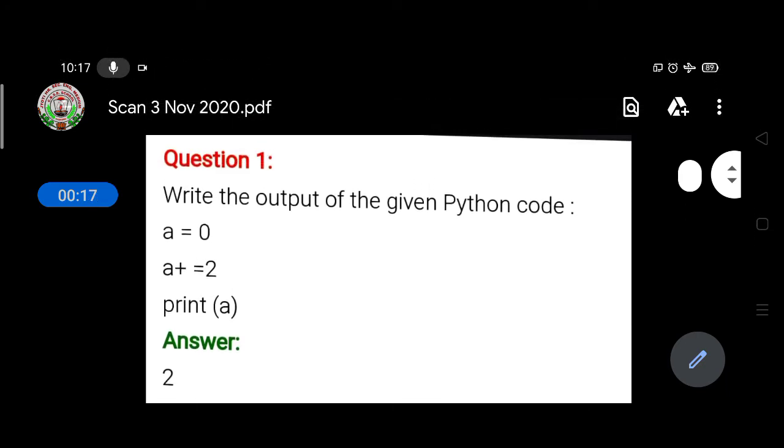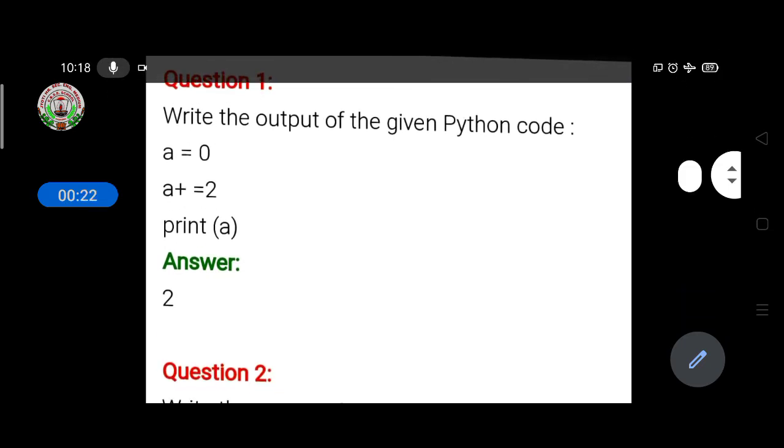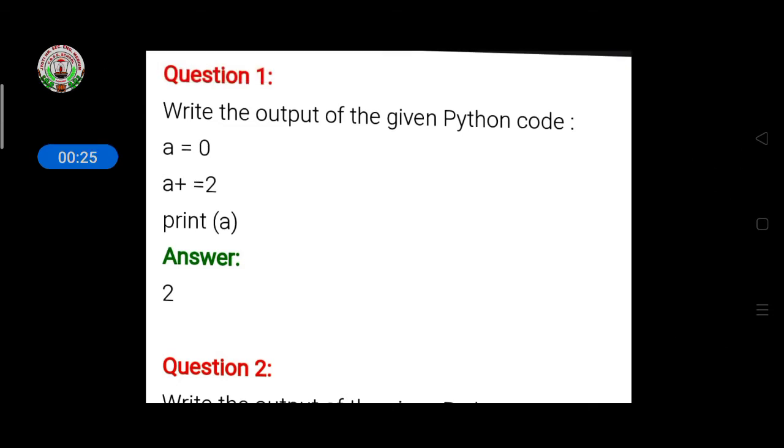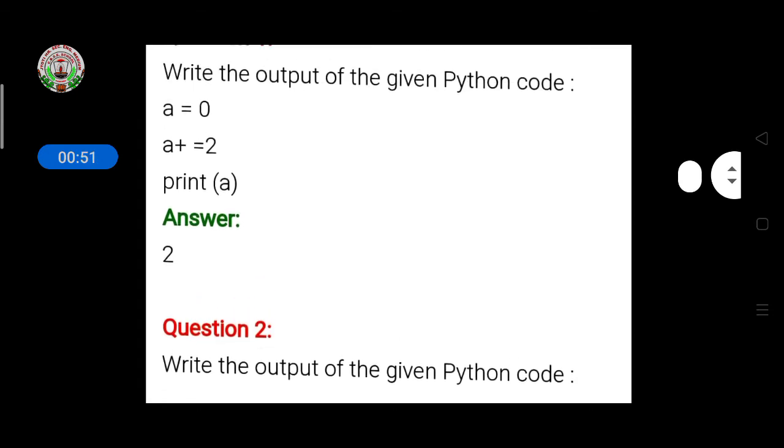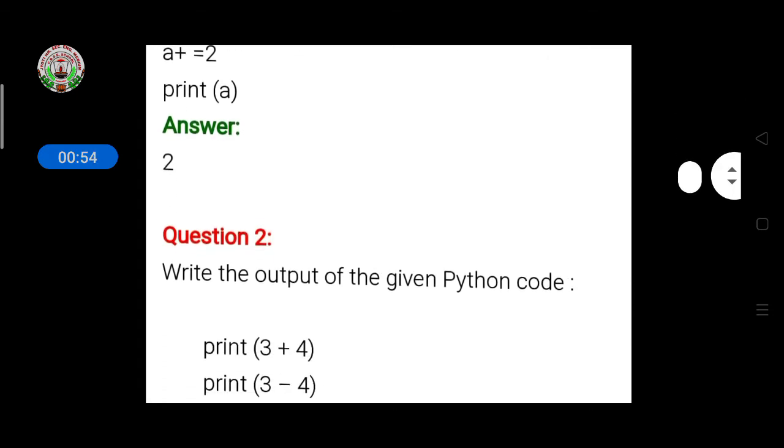So first, question number 1: write the output of the given Python code. The Python code is given here. Use the operators a equal to 0 and a plus equal to 2. Print. What is the work of print? To print the output. So here print wants the value of a. First, the value of a equal to 0. Then second, a plus equal to 2. So here again the a value is 2. So if you print the value of a, the answer should be 2, because a plus equal to 2 is given here.